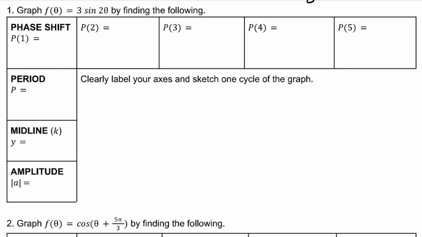Now let's graph f of theta equals 3 sine of 2 theta. B is the coefficient of theta, which is 2, and because you're not subtracting or adding anything inside of the argument of sine, C is 0. First find the phase shift and then the period. Now add the period to the phase shift to get P5. Now use the averages to find P3, P2, and P4.